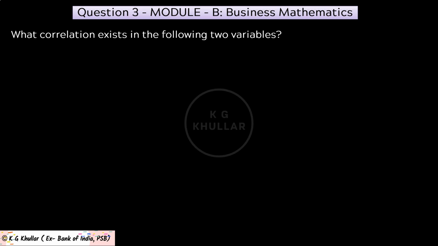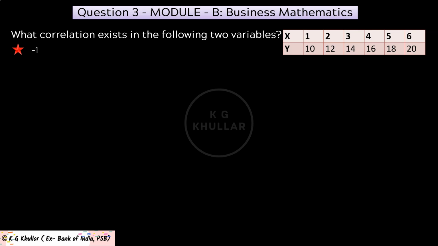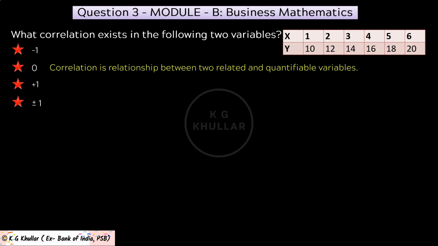And the question is, what type of correlation exists in the following two variables? Now this data table is given to you and these answer choices are also given to you. Friends, I hope you all know what a correlation is. In short, correlation is concerned with relationship between two related and quantifiable variables.